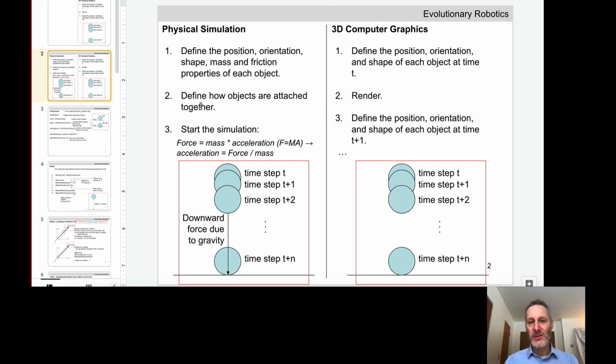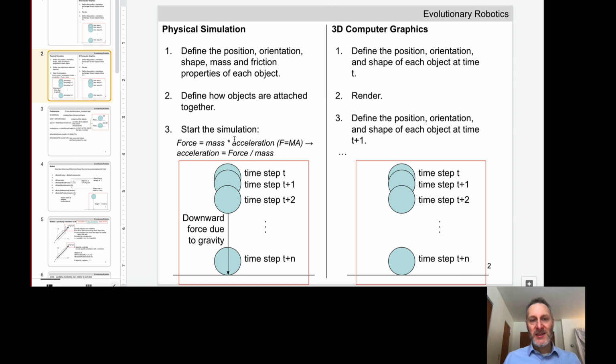Once you've set the initial conditions for all of the objects in the scene, you can then start the simulation, and now at time step t+1, t+2, t+3, you can sit back and watch the physics unfold. You no longer need to be involved in the process.